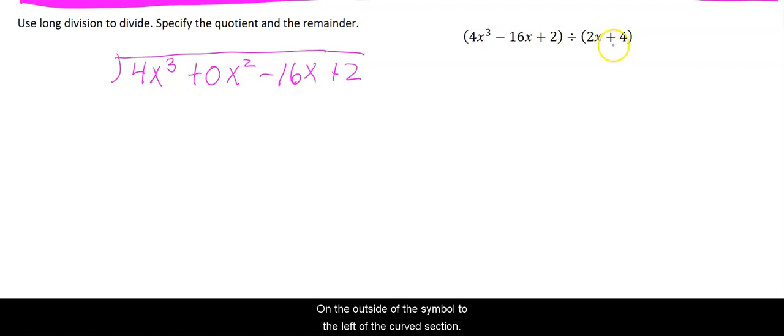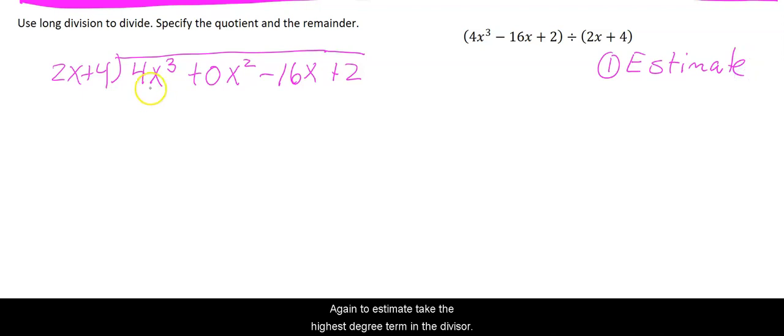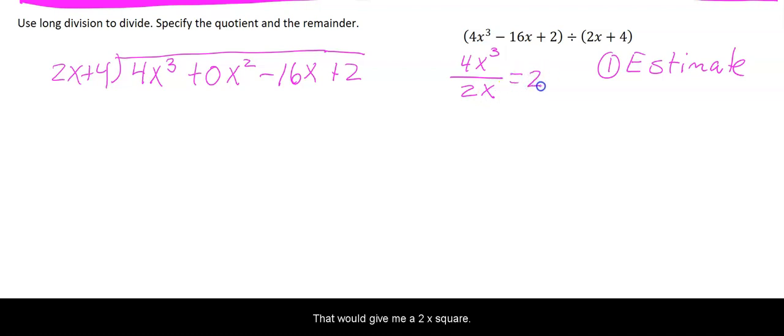On the outside of the symbol, to the left of the curved section, I put the divisor 2x plus 4. Now I do the steps of long division. Step 1, estimate. Again, to estimate, take the highest degree term in the dividend, 4x cubed, and divide by the highest degree term in the divisor, 2x. That would give me a 2x squared. This time my estimate is not just a constant or an x, it's 2x squared.